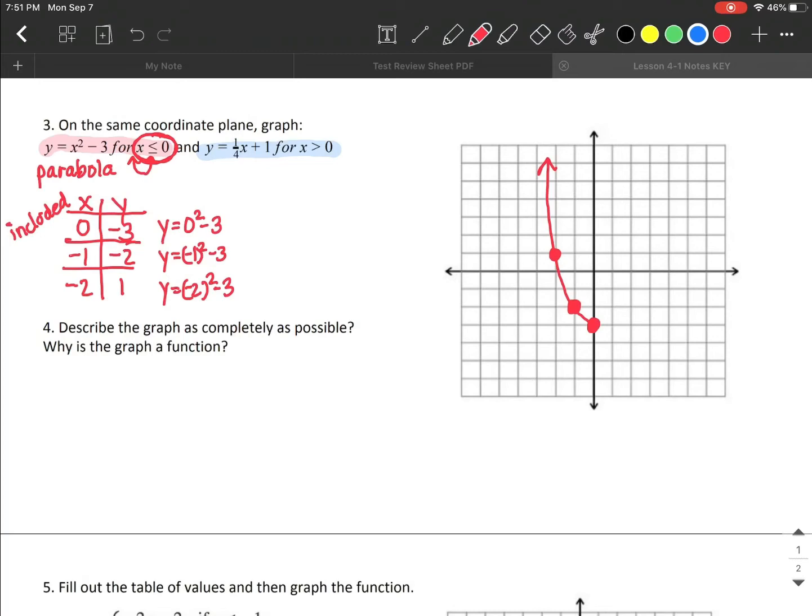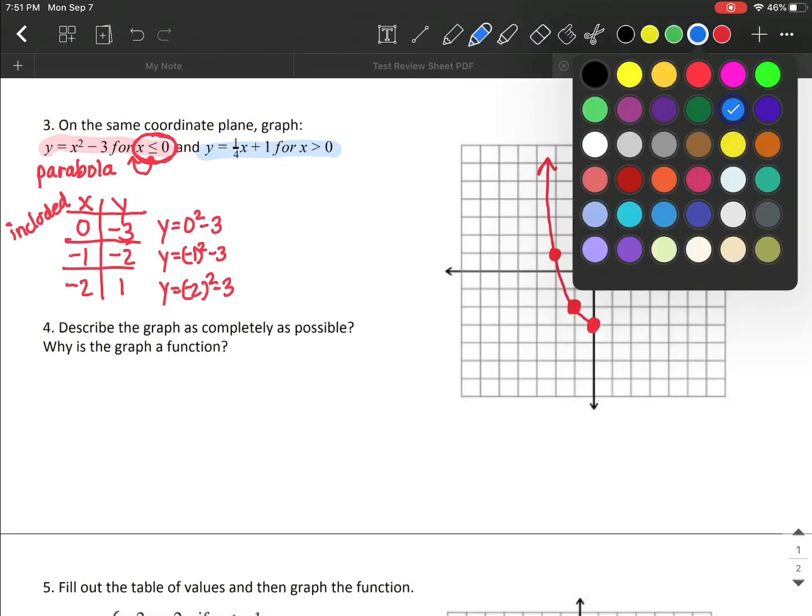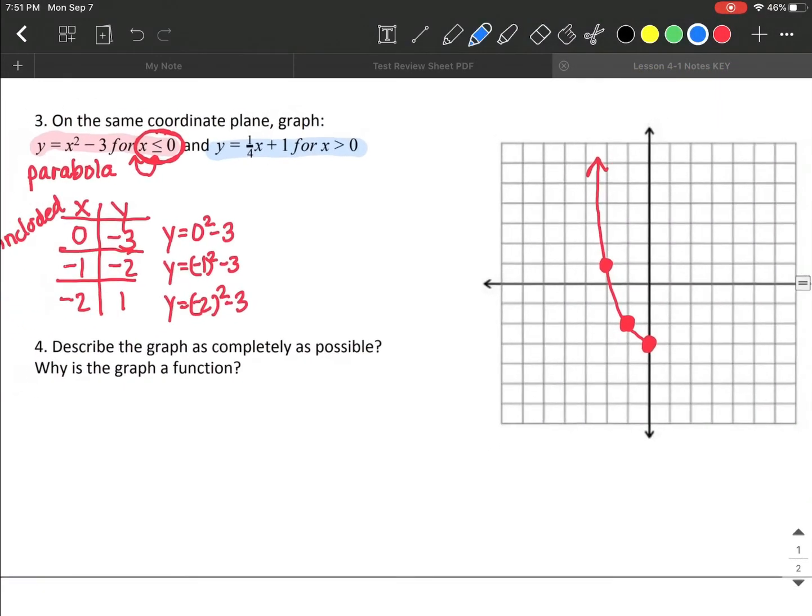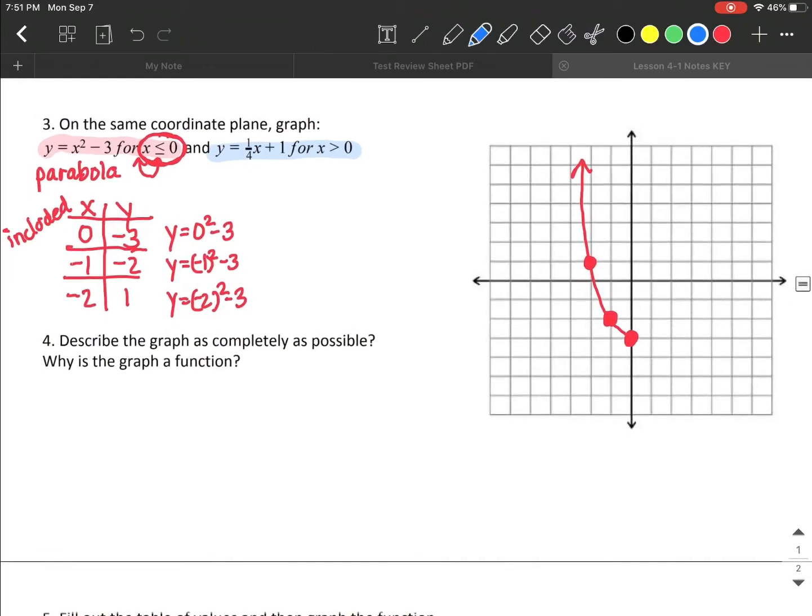All right, then I'm going to talk about my next piece. So the next piece is y is equal to 1/4 x plus 1. I know that that's going to look like a line. It's going to look like a piece of a line. And for a line, if I know it's a line already, I only need 2 points. So I'm going to make a table with just 2 points.